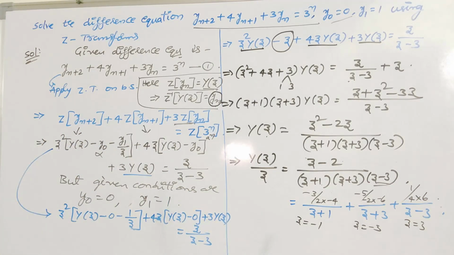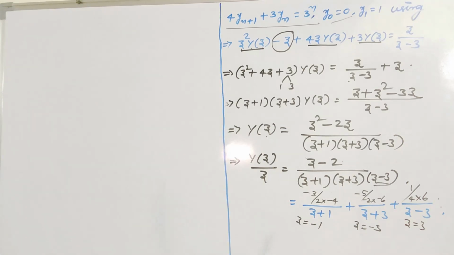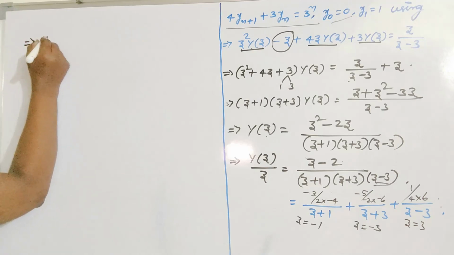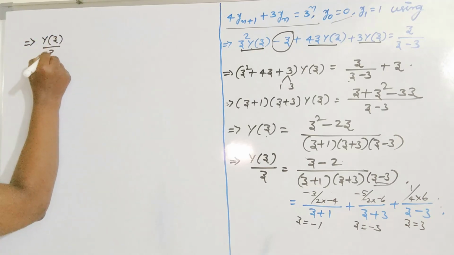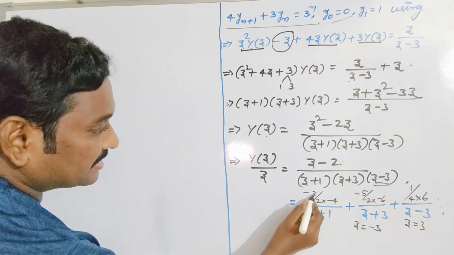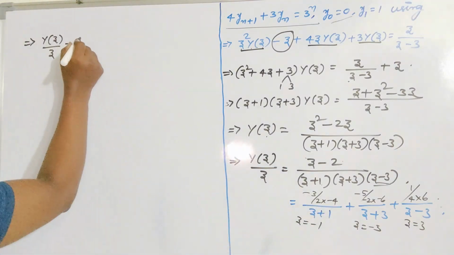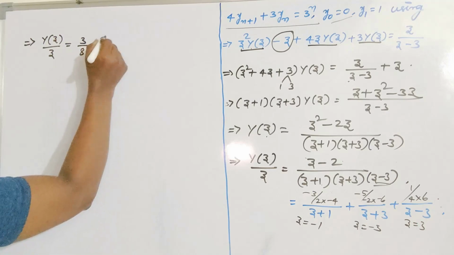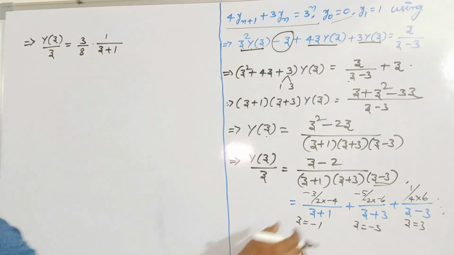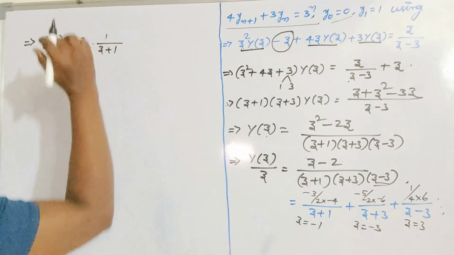So, see the continuation. Y of z by z is there in the left hand side. So minus minus gets cancelled. 3 by 2 4s are 8. 3 by 8 is the constant into 1 by z plus 1 is the remaining term. Just I am writing 3 by 8 here.